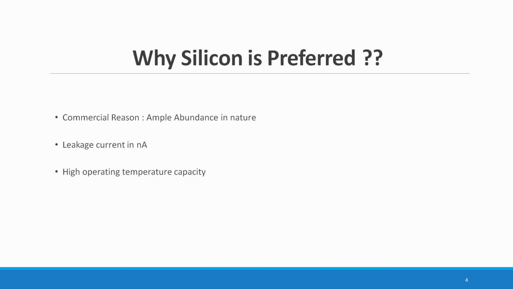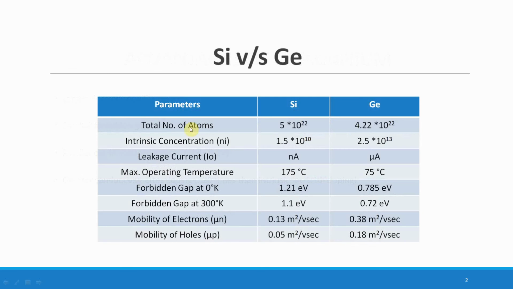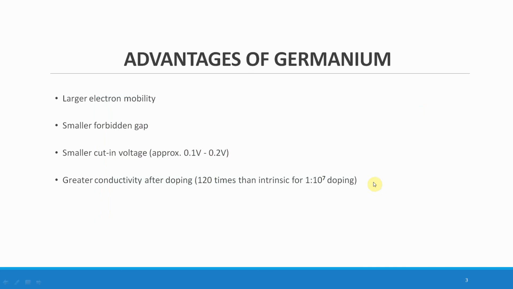And next, the high operating temperature capacity. As I showed in the table, the maximum operating temperature of silicon is 175 degrees Celsius, whereas germanium has only 75 degrees Celsius. So silicon has the higher operating temperature capacity. That's the reason silicon is preferred over germanium.